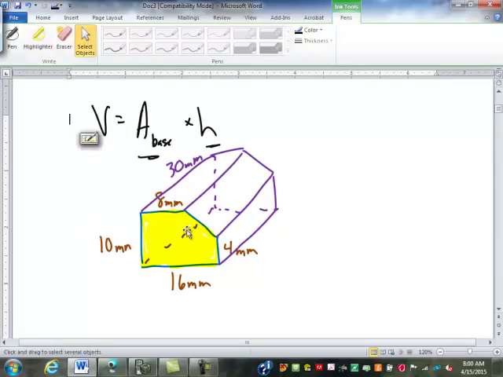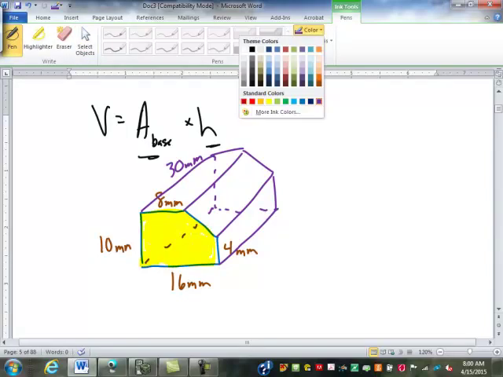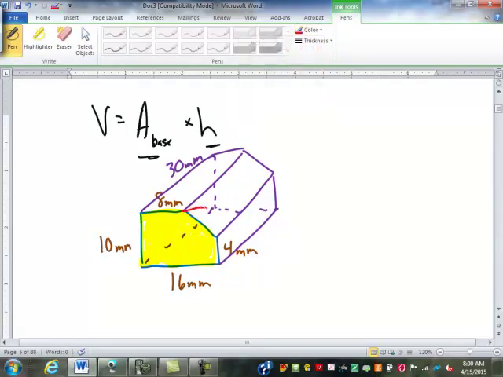In this case, we could take this shape here and slide it through the whole object. That's why it's called the base, because if we slice that object at any point, we're going to get that same shape. So to find the area of that base, we have some options. In this case, what I would do is extend it out to make a full rectangle. That full rectangle would be 8 by 16, which would be 128 millimeters squared.